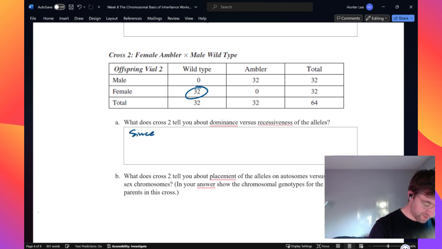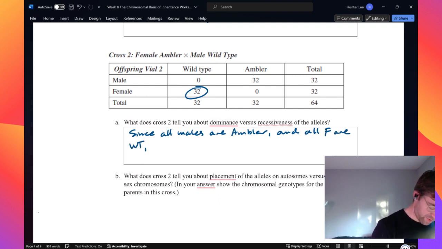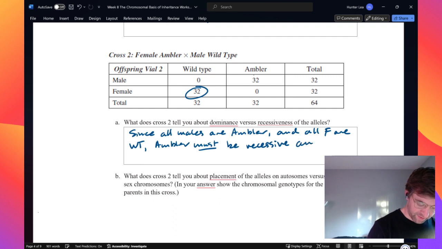So since all males are ambler and all females are wild type, ambler must be recessive and sex-linked.